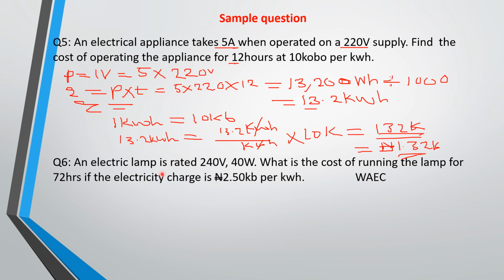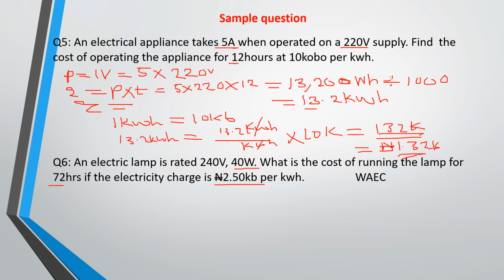This one says an electric lamp is rated 240 volts and 40 watts. What is the cost of running the lamp for 72 hours if the electricity charge is 2 naira 50 kobo per kilowatt hour? So just like we did for the other one, that's also what we are going to do. Here you are given the power already, and this is the time. Then this is the cost of energy per kilowatt hour.